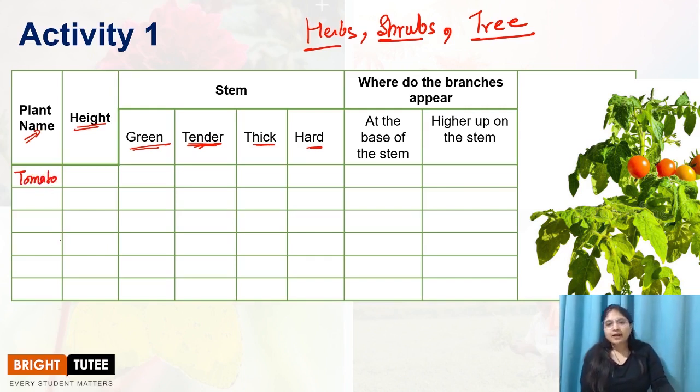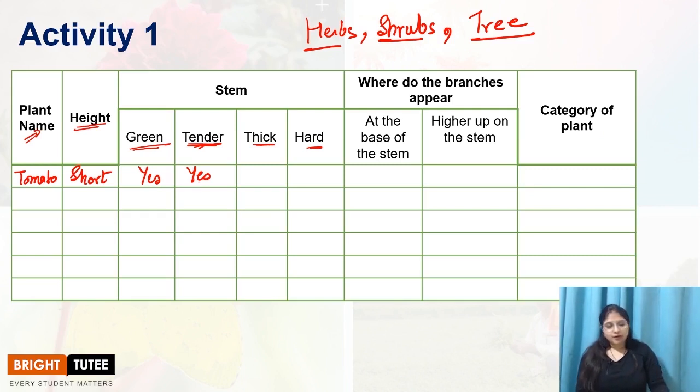Then, what is the height? So, height, you will have to check whether it is short, whether the height is very tall, or whether the height is about your height. Remember how we were classifying the plants when we were observing them? Whether they are shorter than you, whether they are really taller than you, or whether they are your height, right? So, tomato, you will see that these are short. Then look at the stem, you will observe that the stems are green and they are tender.